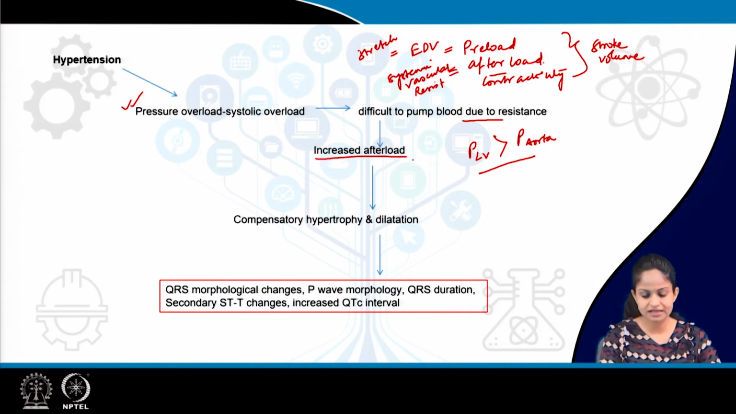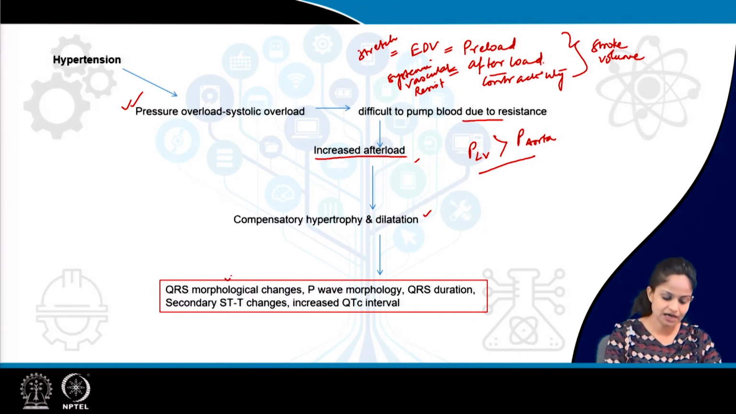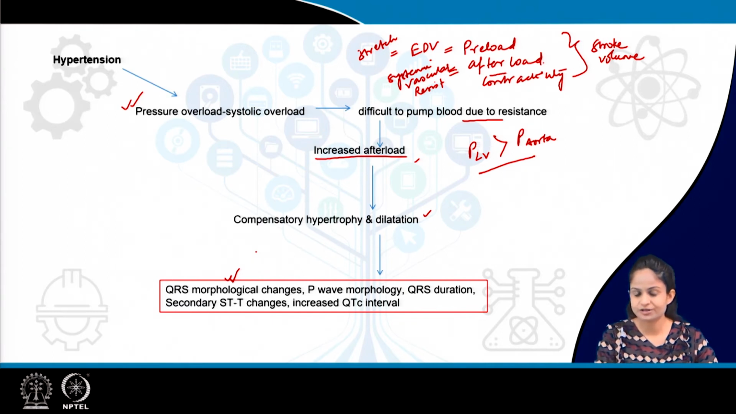So, this increased afterload causes compensatory hypertrophy of the ventricles and dilatation of the heart. Because of this compensatory hypertrophy, there is an increase in the muscle mass. So, whether it is the left ventricle or right ventricle, the ventricular muscle mass will give a strong vector that will denote the QRS complexes, mainly the R wave. So, there will be morphological changes in the QRS complexes.